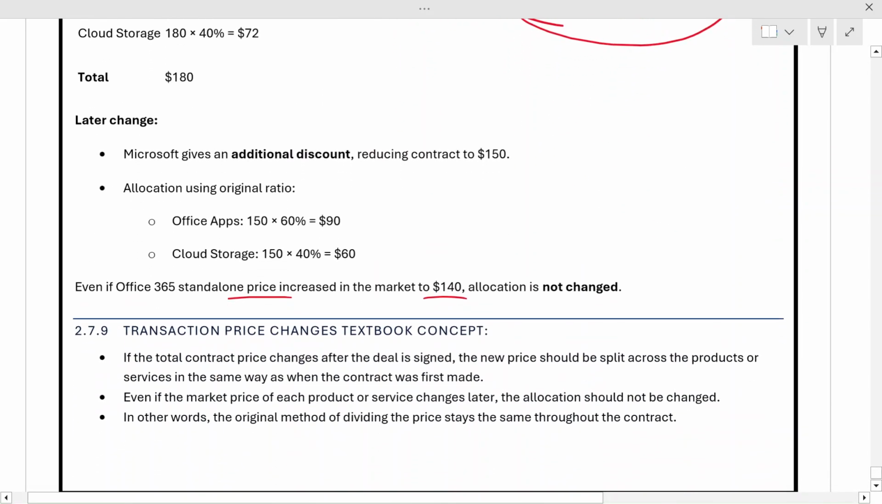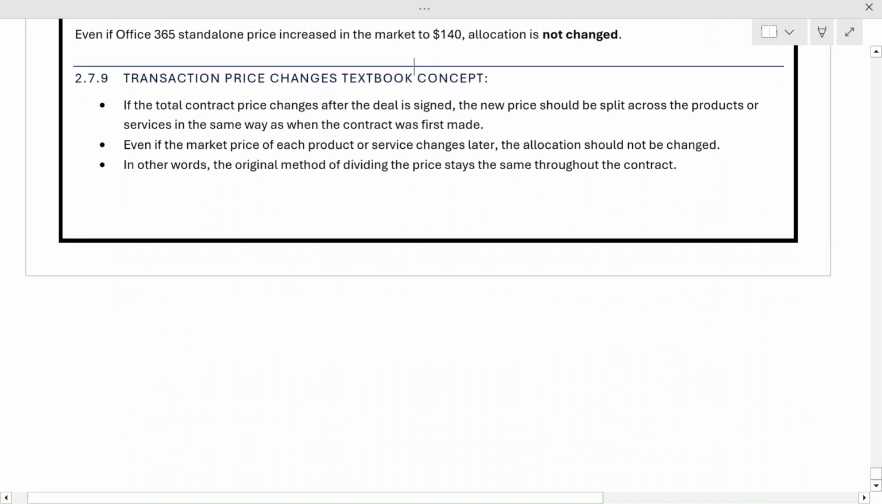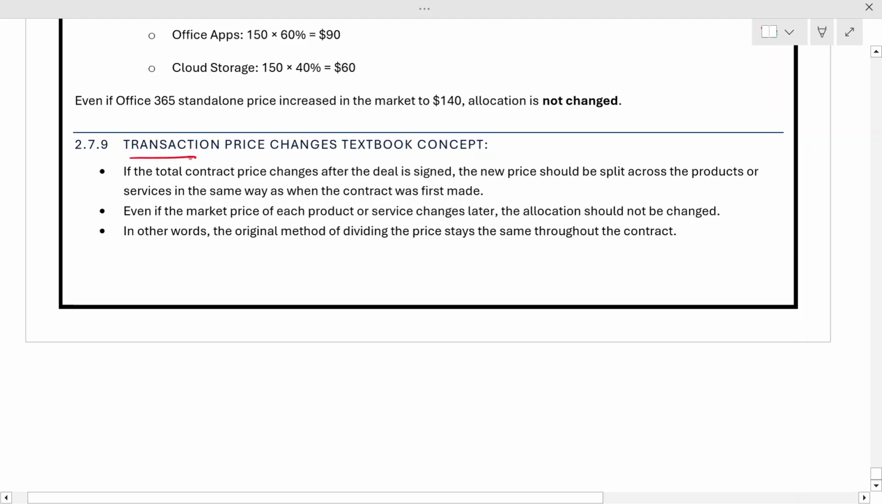And that's the line which is written here, that if the standalone price increased in the market to 140, then allocation won't change, new allocation won't be done based upon updated standalone price. So once the allocation is done, that is done till the time transaction price changes. Now let's see the textbook concept for this again.